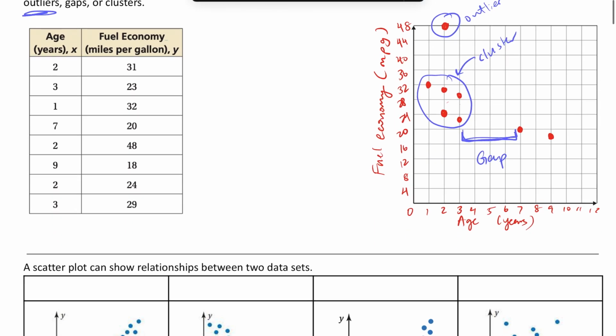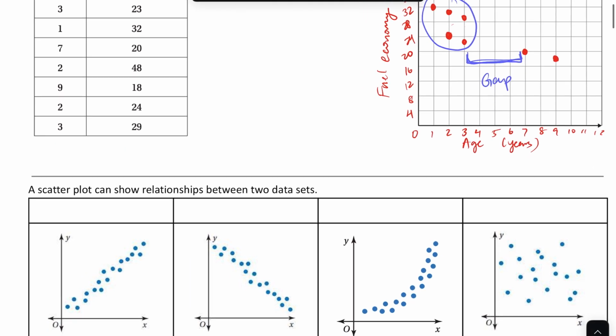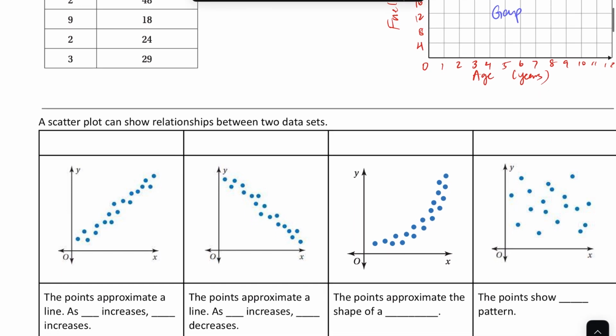Right? So what is a scatter plot useful for? Well, a scatter plot can show a relationship between two data sets. So this example right here is what we call a positive linear relationship. So what that means is the points kind of lie in a line, and as x increases, y also increases. This one right here is a negative linear relationship. Why? Because as x increases, y decreases. So that kind of has a negative slope.